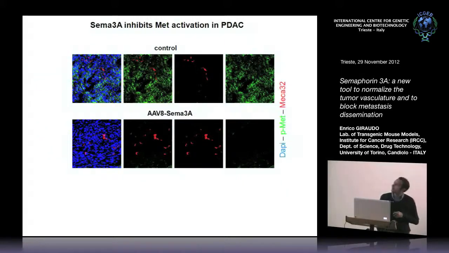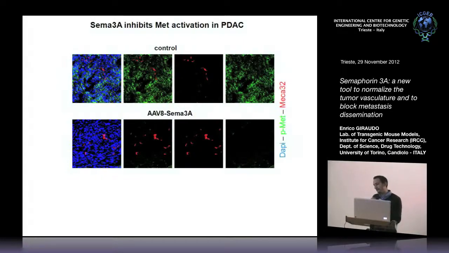And then, as observed in RIPTEC mice, also in this model MET was modulated by CIMA-3A. Here is the phosphorylation of MET in tumor cells, and to a lesser extent in the vasculature in this model. But you can see here how CIMA-3A strongly reduced the activation of this pro-metastatic pathway. And now we are currently investigating the modulation of other hypoxia-driven genes and also the differential expression of plexins, which are receptors that transduce the signal of CIMA-3A, upon the treatment with CIMA-3A in this tumor, because it has been shown that different plexins can transduce the signal of CIMA-3A in different ways, both in endothelial cells and in tumor.